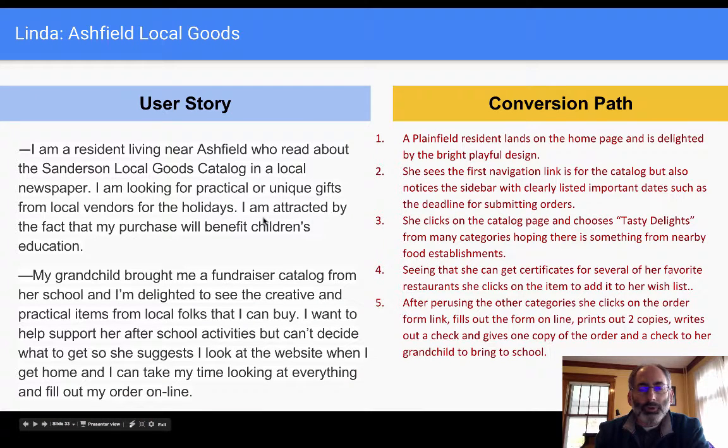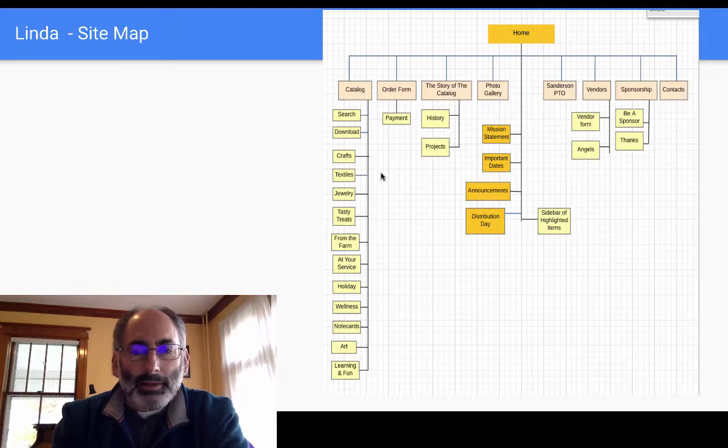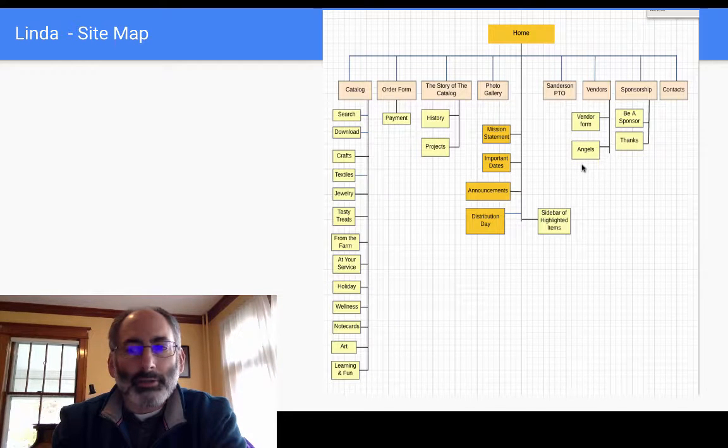Okay, Ashfield Local Goods. This is school fundraising where people buy coupons to get discounts for local goods and services. So you'll see that the catalog is very deeply featured. This could be a very complicated site because vendors have to be able to log in and update their entries. Maybe customers have to log in to be able to keep track of what things they've bought, or maybe it pops things to PayPal. I'm not exactly sure.